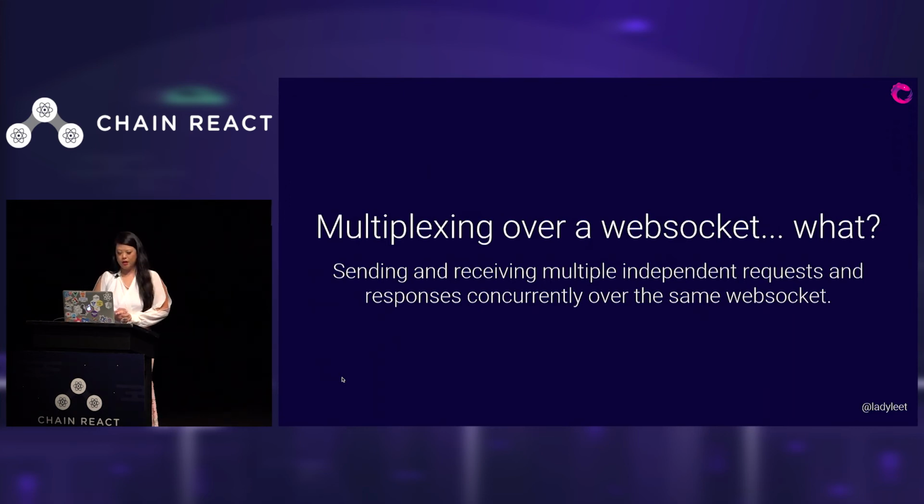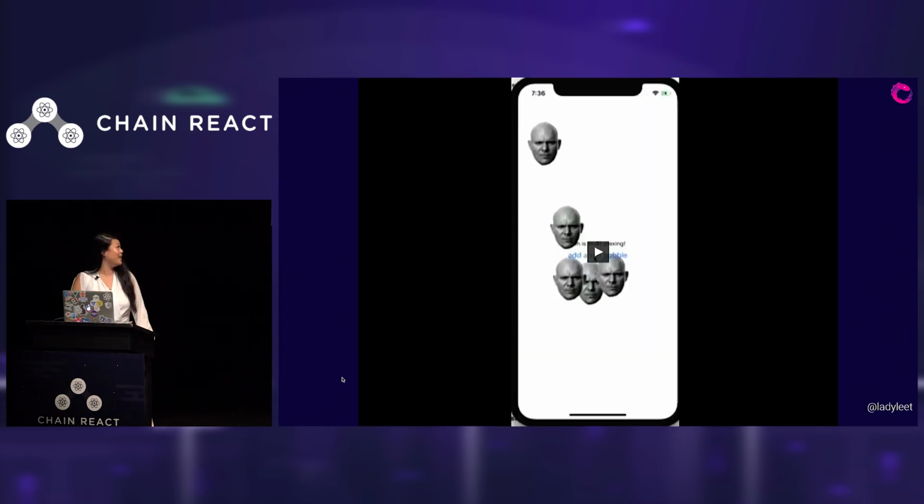So multiplexing in our case is when you're sending and receiving multiple independent requests and responses concurrently over the same WebSocket. So why would you need to actually multiplex? Because it helps reduce the amount of overhead of opening multiple WebSockets when doing things like receiving real-time updates from the client and from the server, or if you want to do something like continuous streaming. So that's exciting, but let's see how we're going to make this really cool thing.